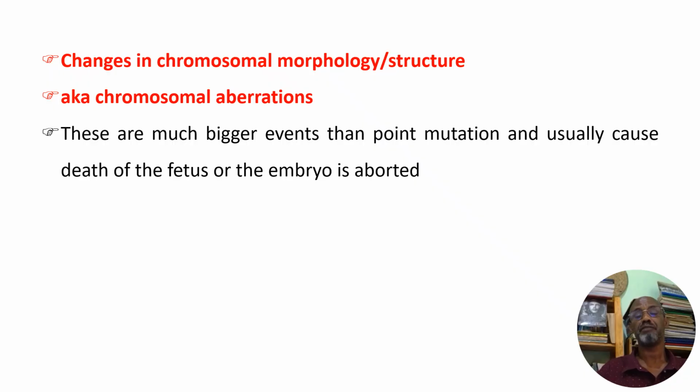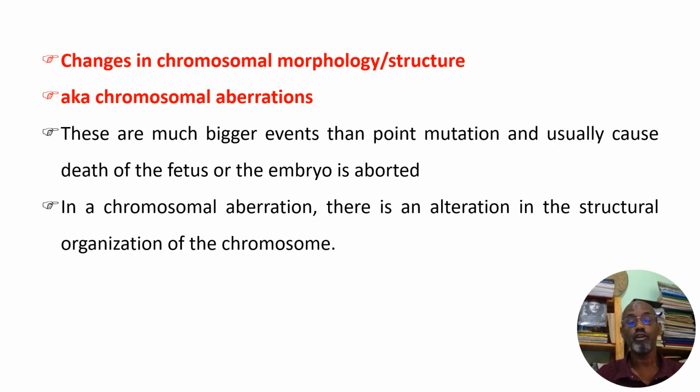These are much bigger events than point mutation and usually cause death of the fetus, or the embryo is aborted. So, such mutations are commonly referred to as lethal mutations, which do not allow the embryo to complete its embryonic development and be born safe. You see? In a chromosomal aberration or structural change, there is an alteration in the structural organization of the chromosomes.